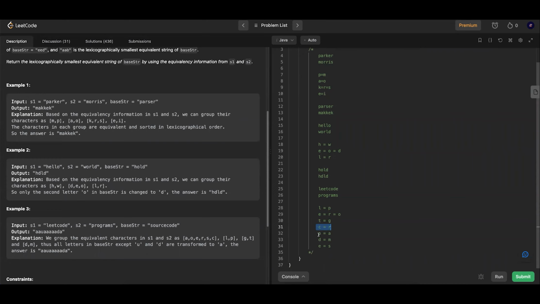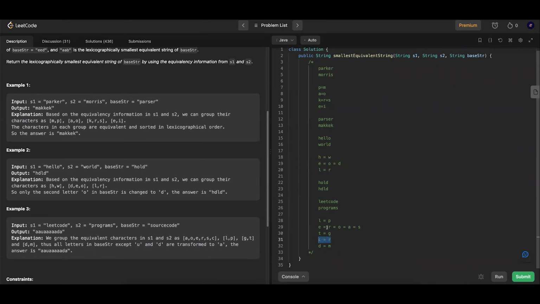C equal to R, O equal to A. So here we have O here. So we can remove this and we can write it over here. O equal to A, and then we have T equal to G, C equal to R, D equal to M, and then again E equal to S. E is present here as well. So we remove this and we write it over here.